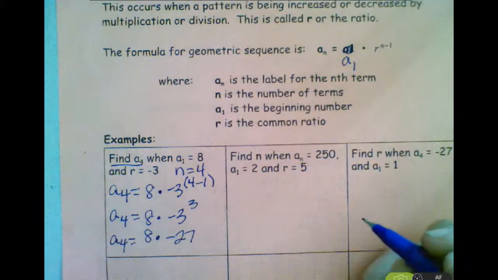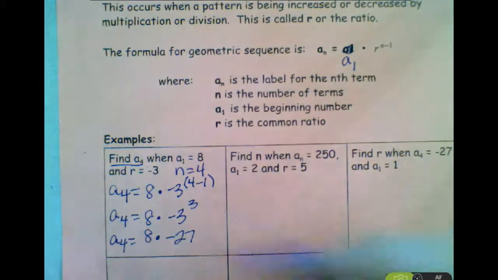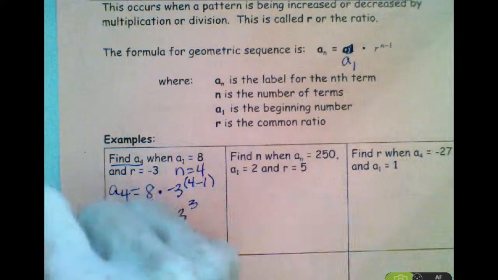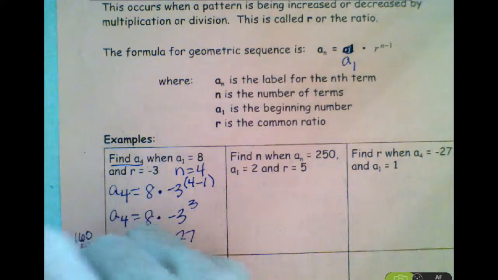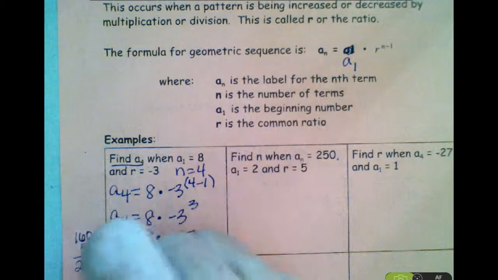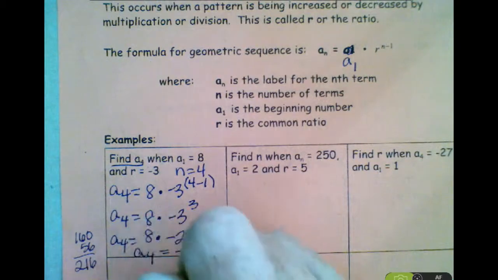So, you know, when you're at home doing your homework, if you were to use a calculator on that, I wouldn't be opposed to it. But 8 times 20 is 160. 8 times 7 is 56, so it's negative 216. So A4 equals negative 216.